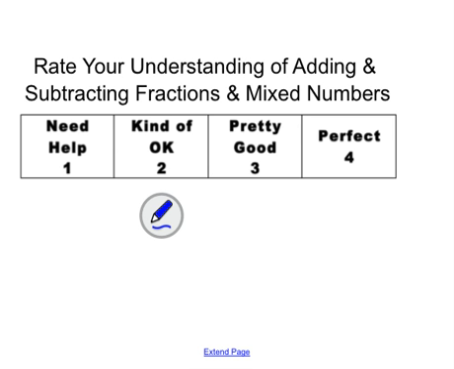Now at the bottom of your worksheet, rate how well you feel like you understand adding and subtracting fractions and mixed numbers. Remember, if you give yourself a 1 or a 2, that you need help or you're only kind of okay, you can go back and fix your work.